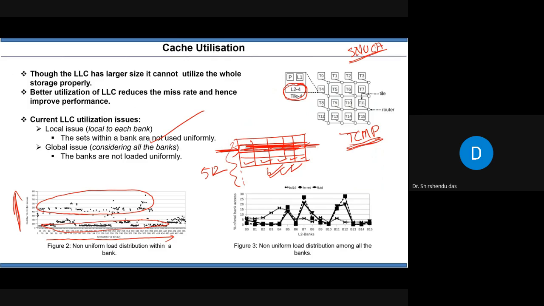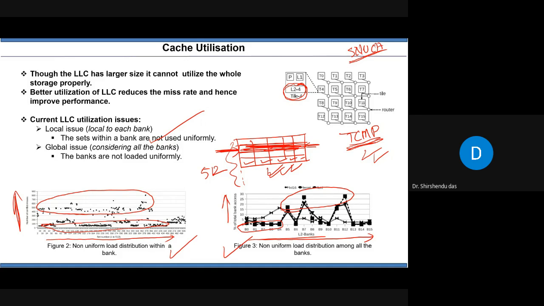That is shown here. For this TCMP, there are 16 banks, and it shows the load in each bank. You can see some banks are heavily loaded, and some banks are almost idle. So if you have multiple banks, all the banks are not loaded uniformly. Ultimately, the cache space available to you is not utilized properly, and that's why we get unnecessary misses from the cache, which is true for both local and global utilization issues. So how do we handle those?